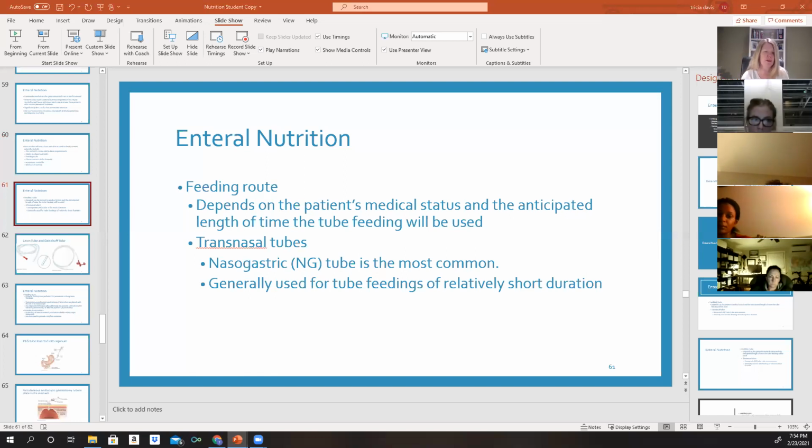This is what we want to use. Doesn't mean we won't use it in 6, but normally that's what we think. If they won't need it any more than 4 weeks, then this is probably what we're going to do. If we think it's going to be longer, then we're going to think of something more permanent. It's generally used for tube feedings of relatively short duration.